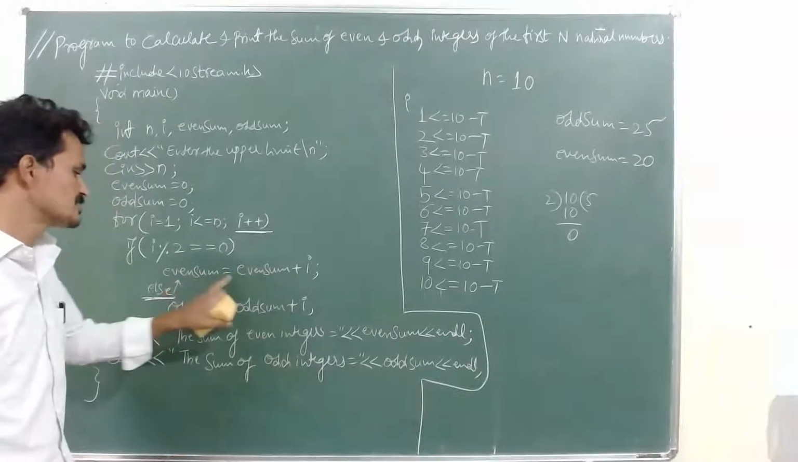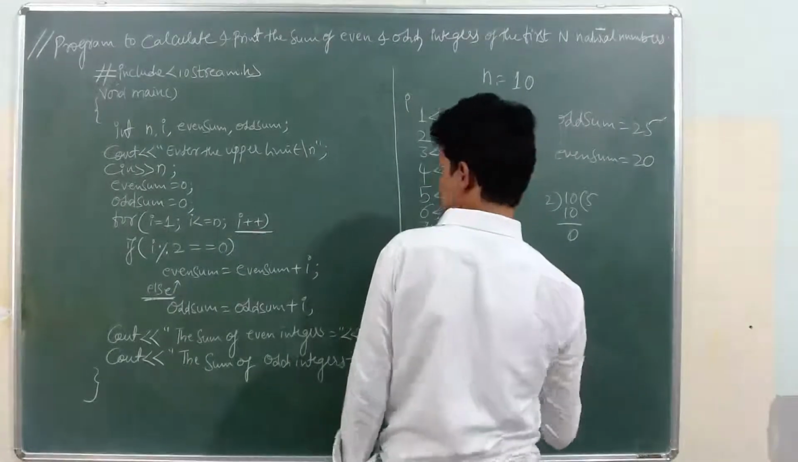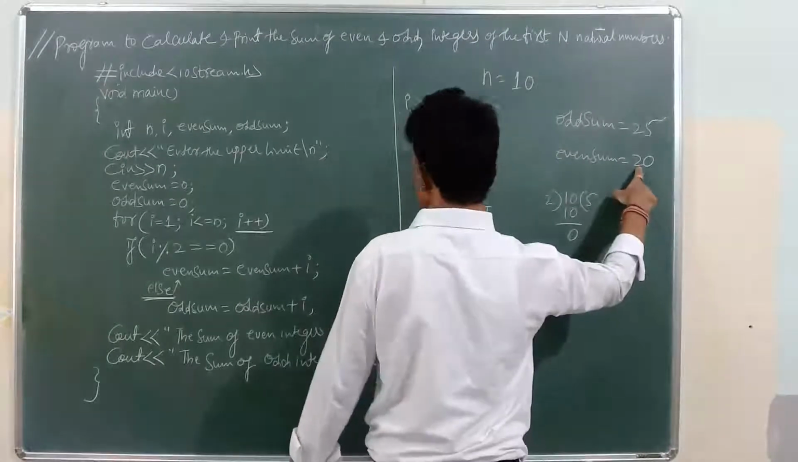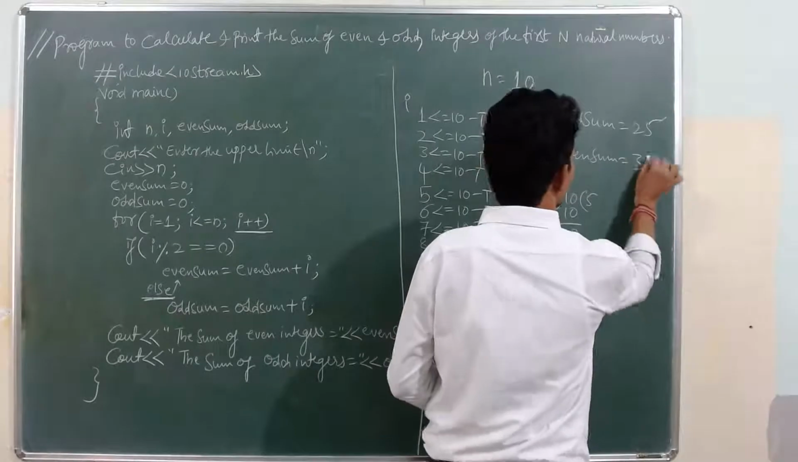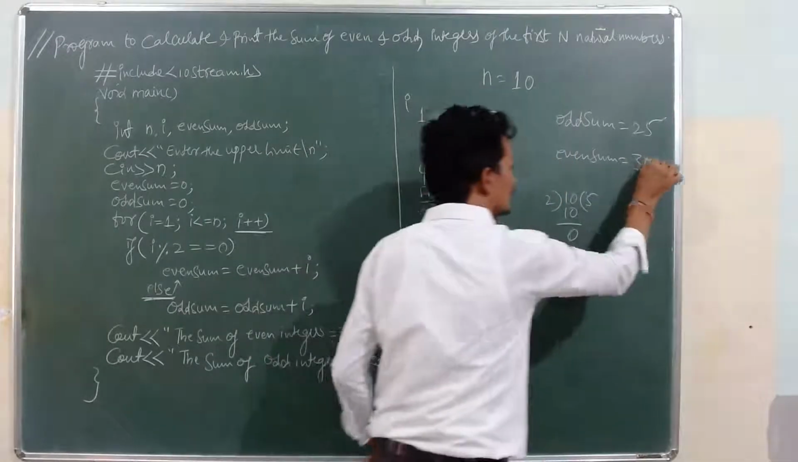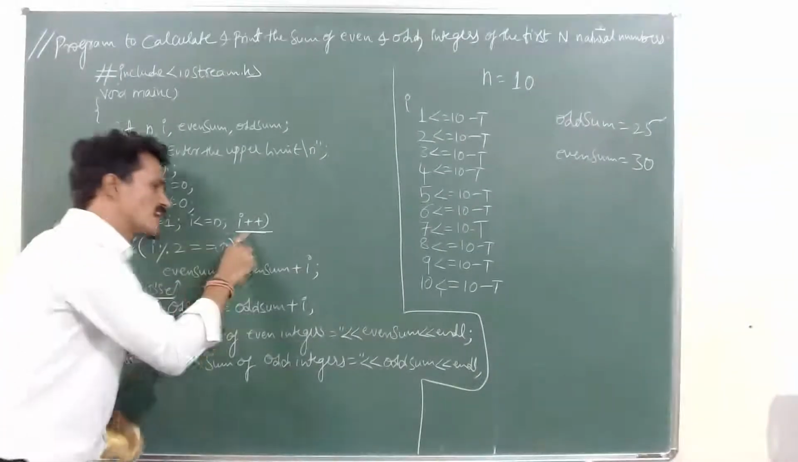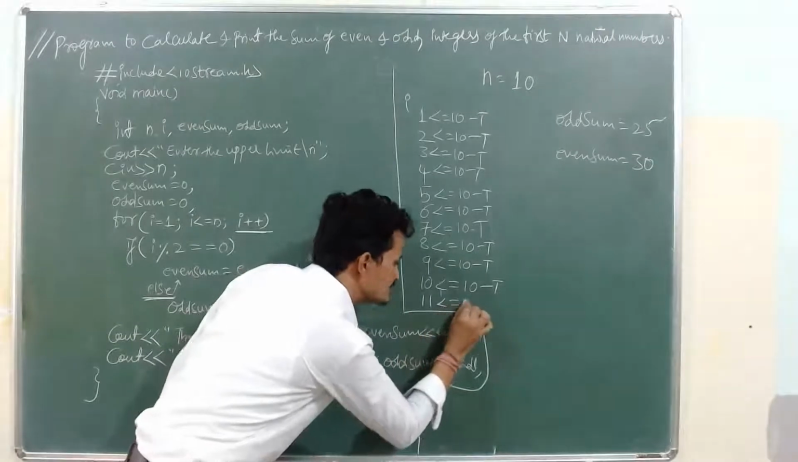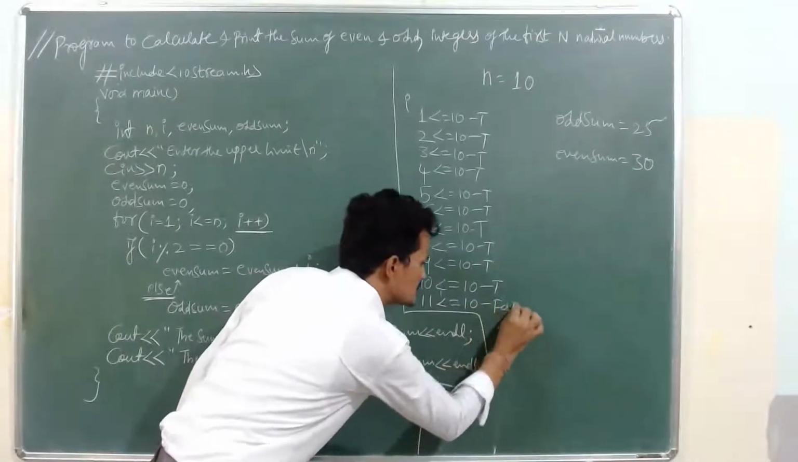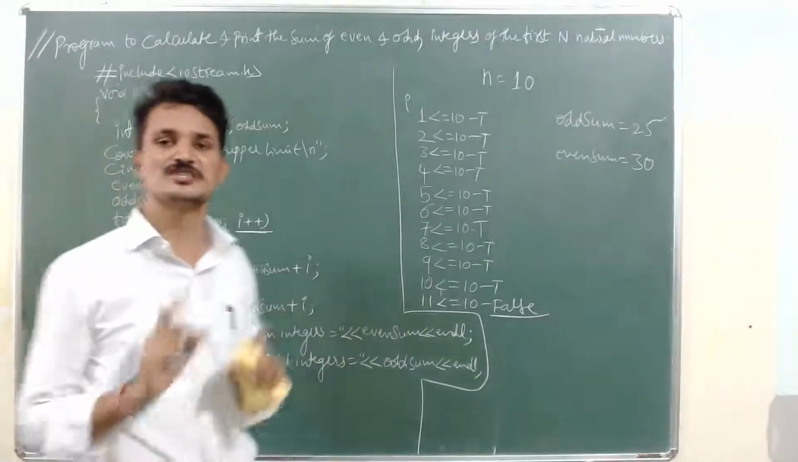Condition true means even sum is equal to even sum plus I. Even sum is 20. I value is 10. 10 plus 20 will be 30. Okay. Then comes next, again it goes to the for loop, and I gets increased by plus 1, it becomes 11. 11 is less than or equal to 10, condition false. 11 is not less than or equal to 10, condition is false.